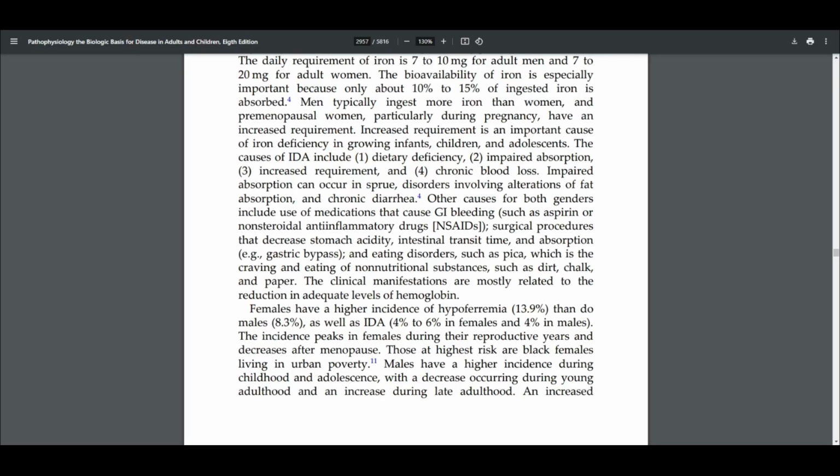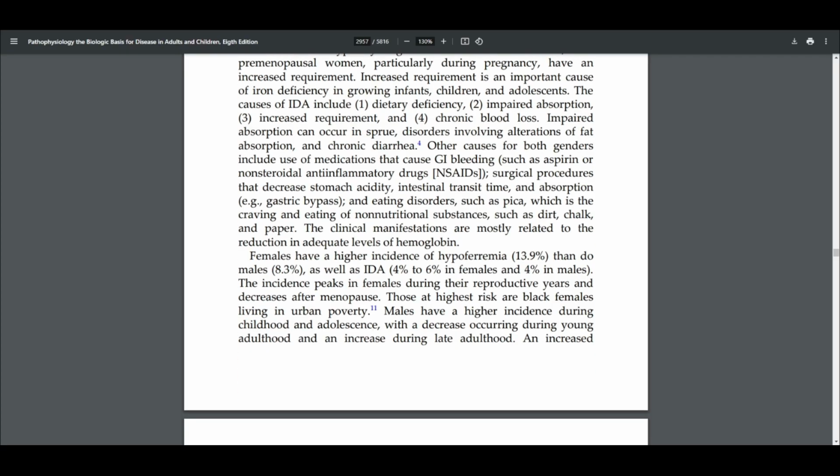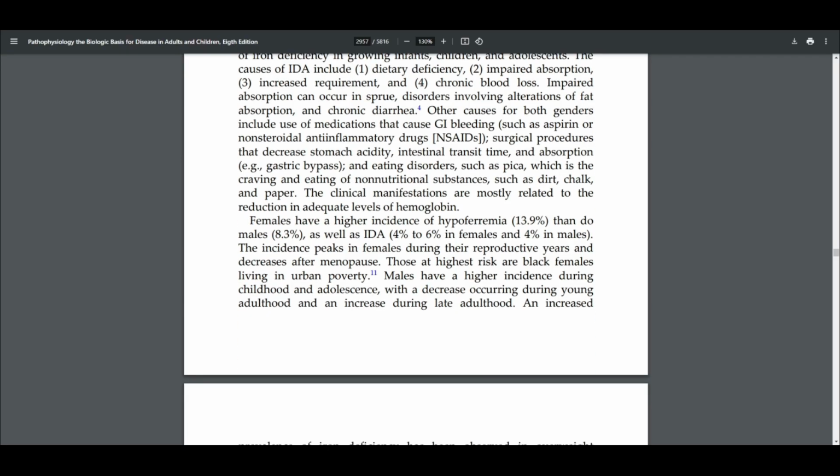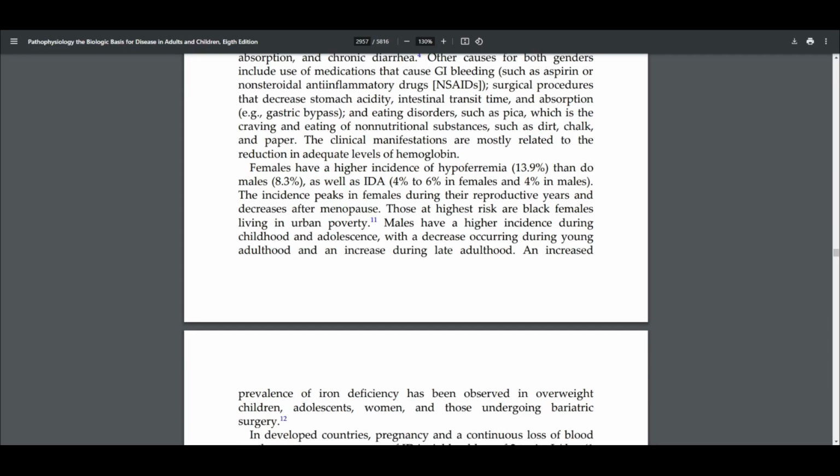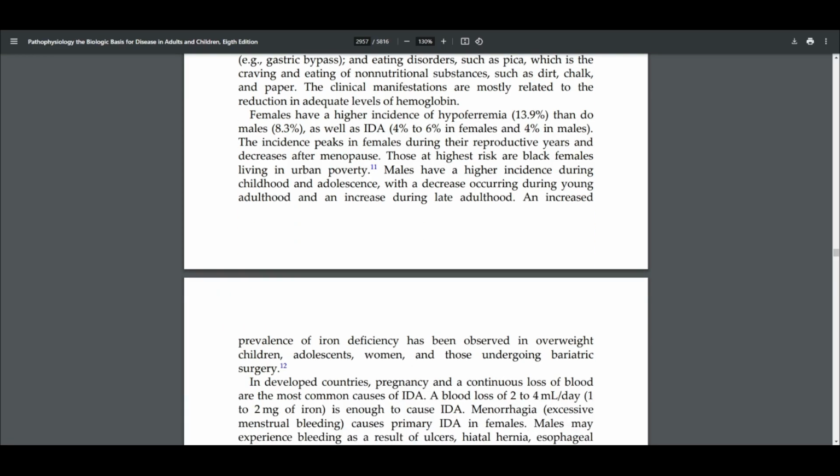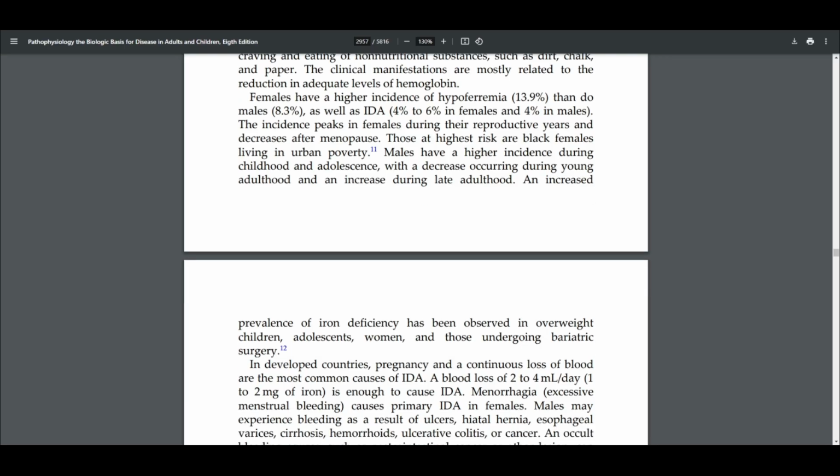The clinical manifestations are mostly related to the reduction in adequate levels of hemoglobin. Females have a higher incidence of hypoferremia than do males, as well as IDA. The incidence peaks in females during the reproductive years and decreases after menopause.